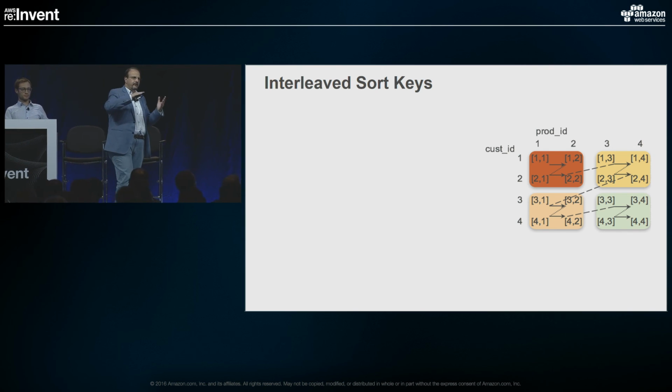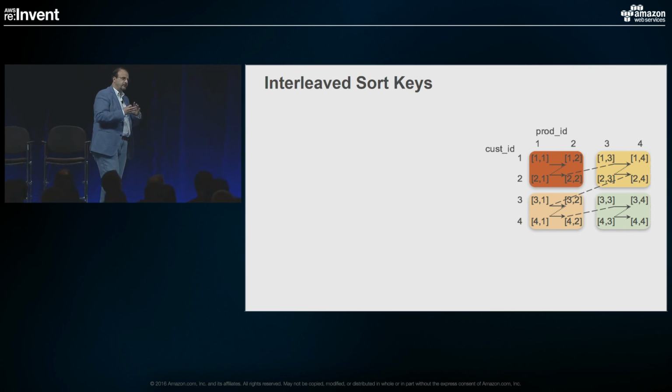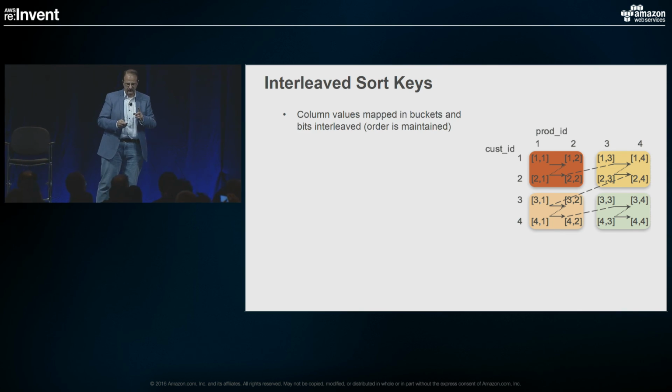where two or up to 8 columns are sorted in an interleaved way. I sort a little bit by one column and a little bit by the other column. The way that works is like this.